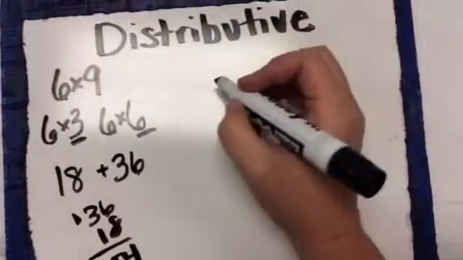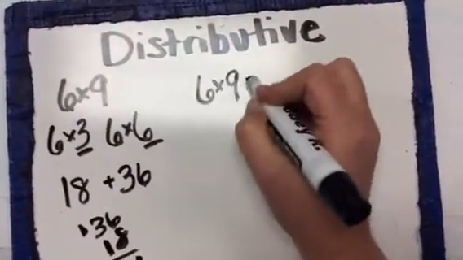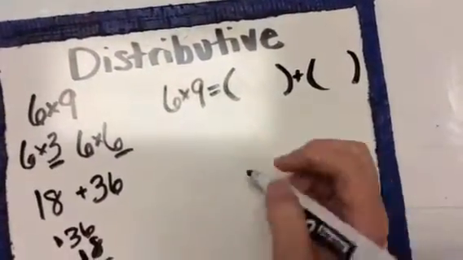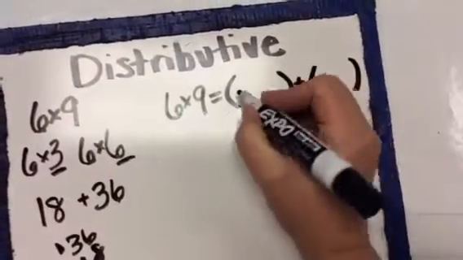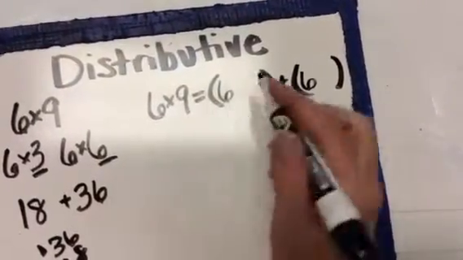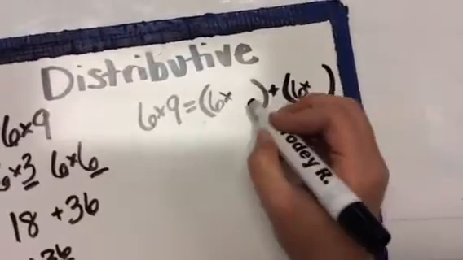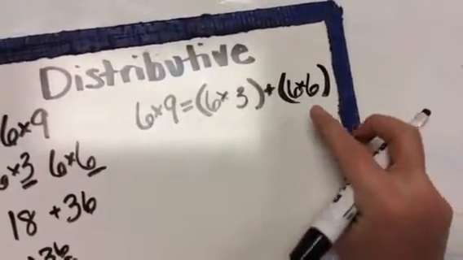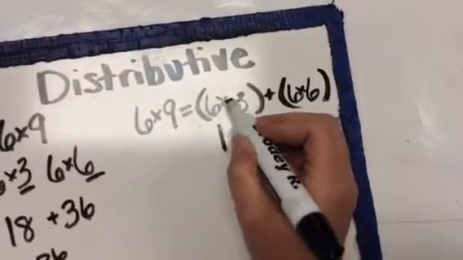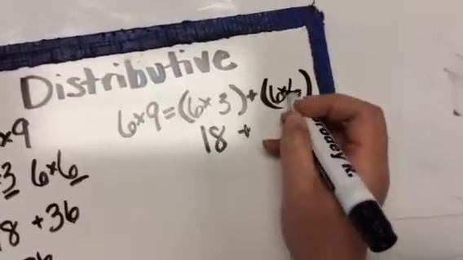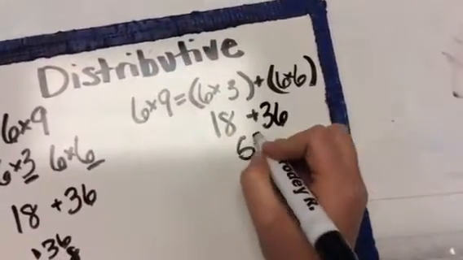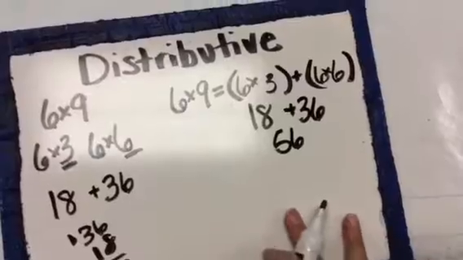Let's do the same problem, but let's write it a different way. Let's do 6 times 9, and let's set up my parentheses. What number do I want to keep? I choose to keep the 6. So I'm going to put a 6 in each one. I'll break up the 9 into a 3 and a 6 because 3 and 6 together get me that 9. I'm going to solve my first parentheses, which is 6 times 3, and that's 18. Solve my next one, 6 times 6, which is 36. When I add those together, I get 54.